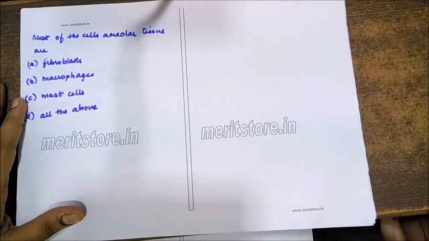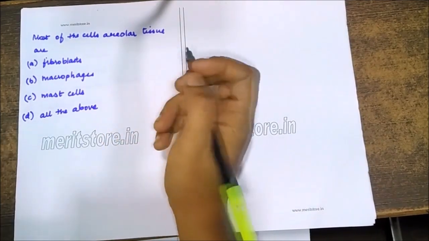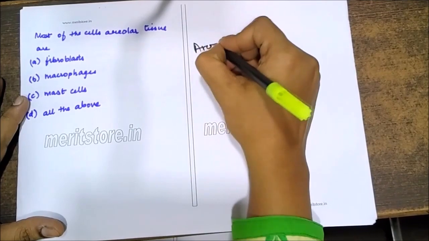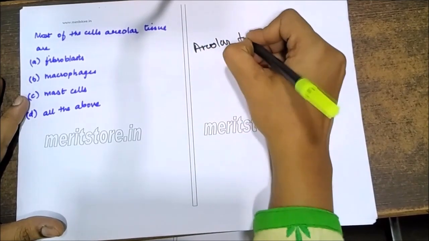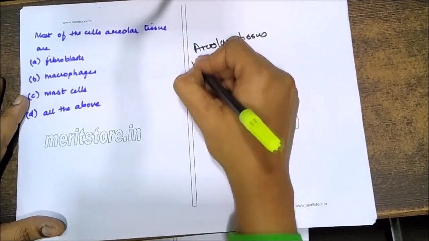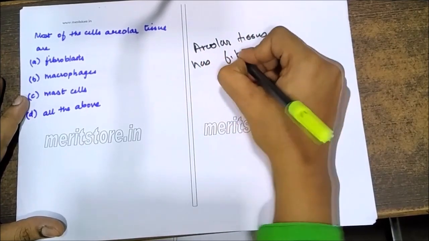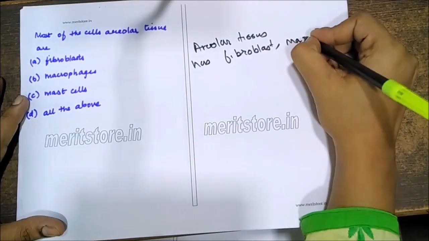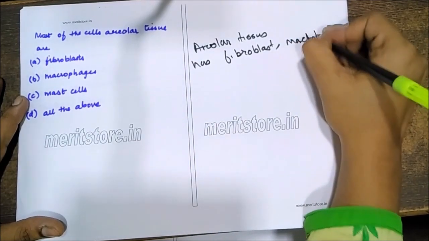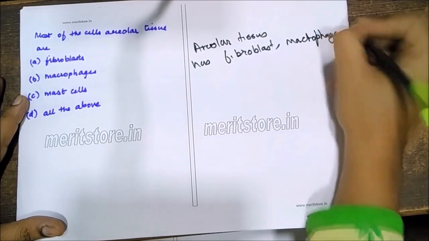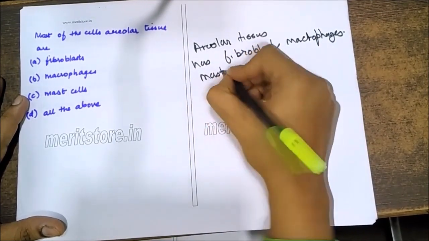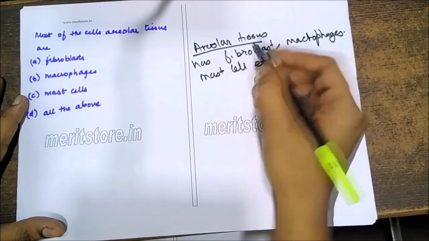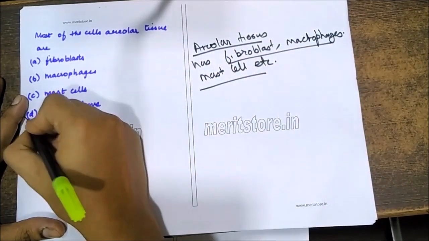Most of the cells of areolar tissue. See, areolar tissue has fibroblasts, it has macrophages, it has mast cells, etc. So if you see, areolar tissue has all of these. So the option is D.